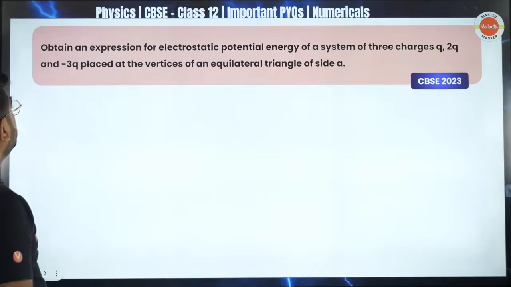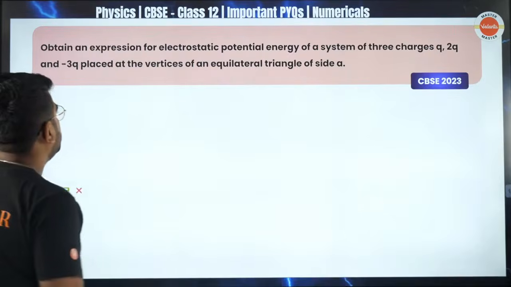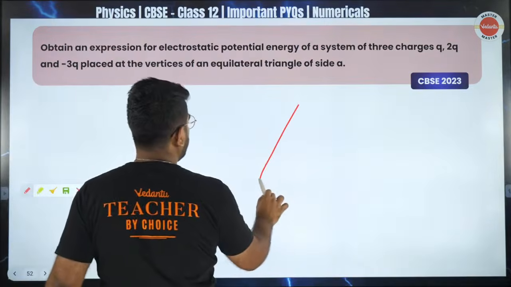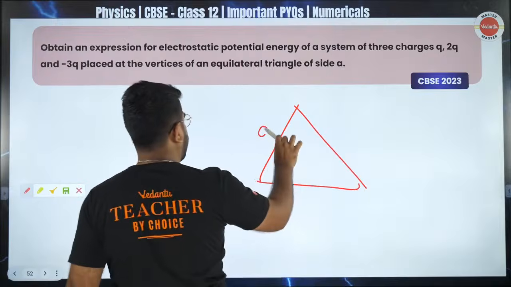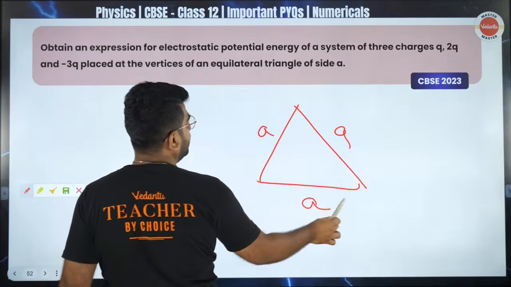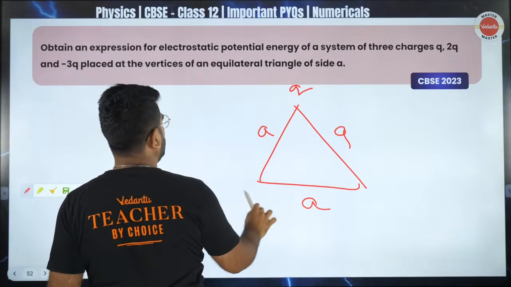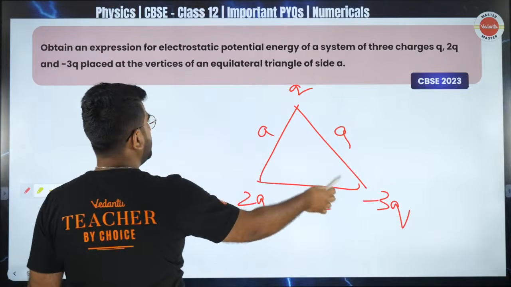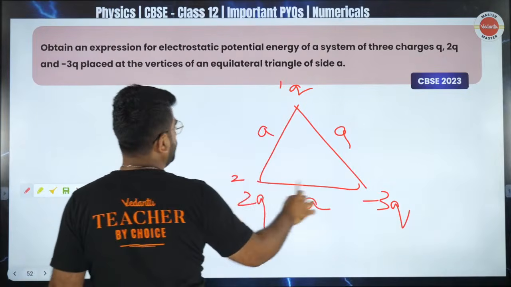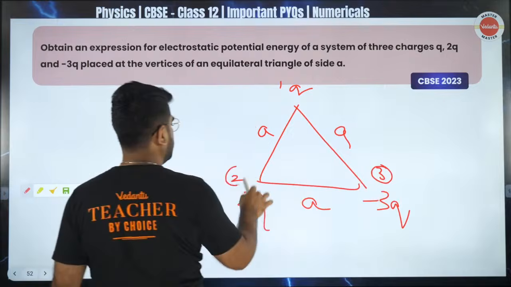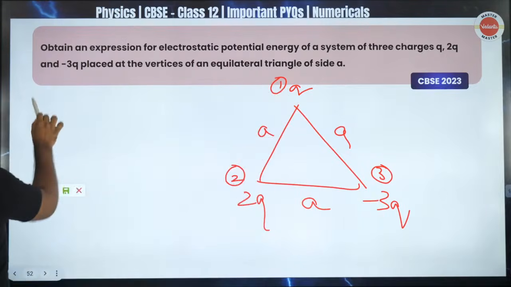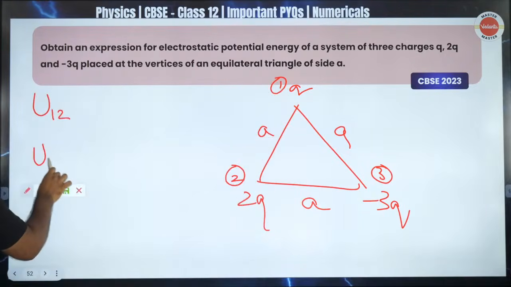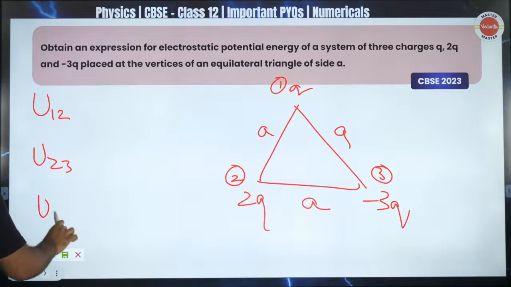Okay, next question. Obtain the electrostatic potential energy for the system. You have an equilateral triangle of side A. You have Q, you have 2Q, you have minus 3Q. Let's call these 1, 2, and 3. First I'll find U12, U23, U31. That's it. Writing the interactions is enough.